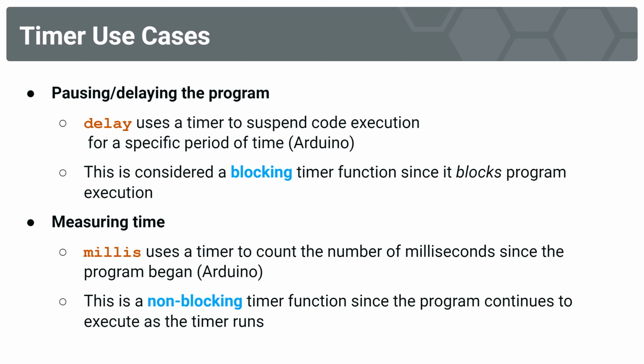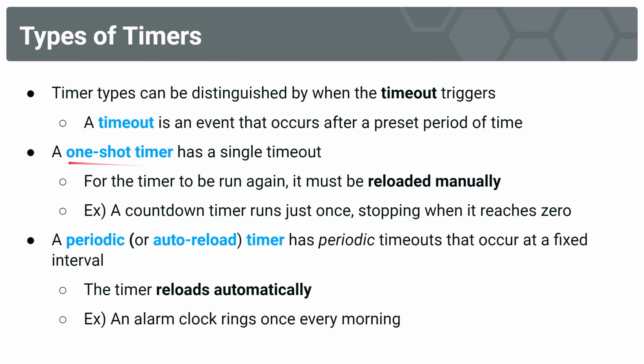So let's consider some of the use cases for these timers we might encounter. One common use case in our world of embedded systems would be to pause or delay the program. For example, when you use Arduino, you might call the delay function. This uses a timer to suspend code execution for a specific period of time. I bet you could figure out what type of timer this is. Going back to the previous slide, it's probably a one-shot timer.